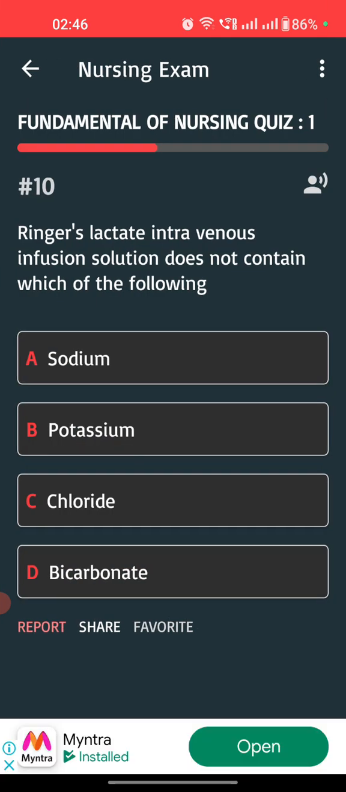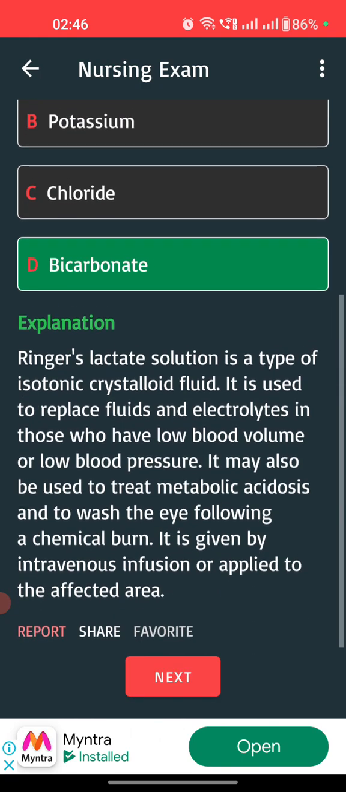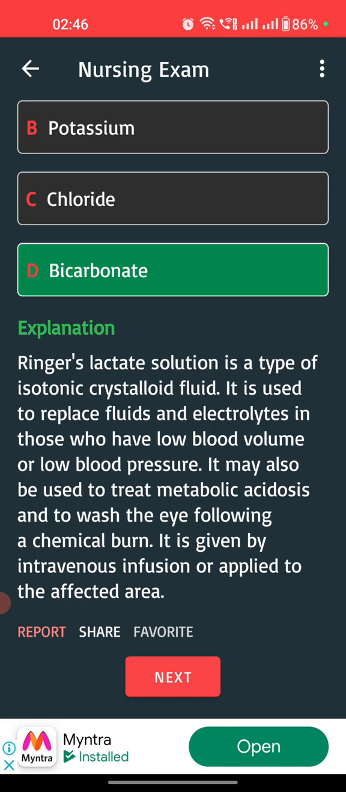Ringer's lactate intravenous infusion solution does not contain which of the following? A. Correct answer. Ringer's lactate solution is a type of isotonic crystalloid fluid. It is used to replace fluids and electrolytes in those who have low blood volume or low blood pressure. It may also be used to treat metabolic acidosis and to wash the eye following a chemical burn. It is given by intravenous infusion or applied to the affected area.